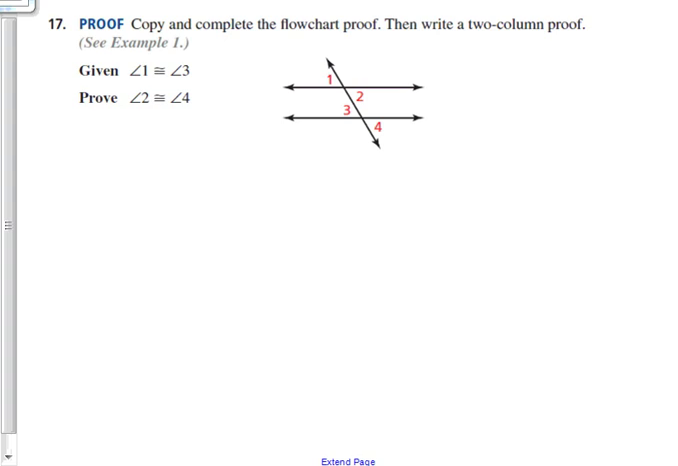So number 17 asked me to complete the flowchart proof and then do a 2-column proof, but I'm just going to actually just do a flowchart proof like normal. So what I always like to do, just to reassure myself, is write my givens down for my first step, so I always know where to start. So I'm just going to put that my given was that angle 1 is congruent to angle 3. And my reason for that is just given.